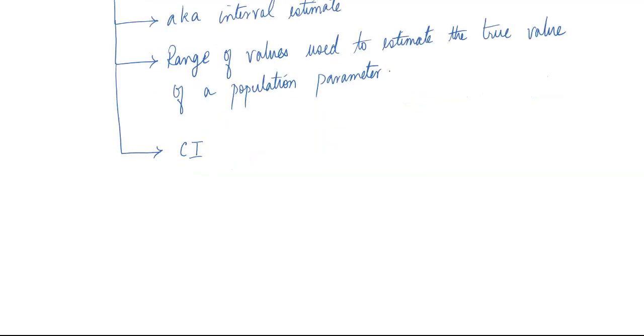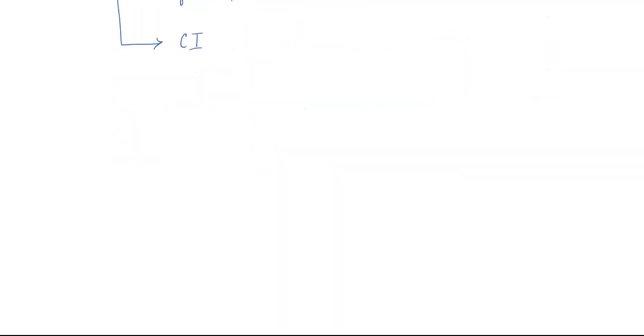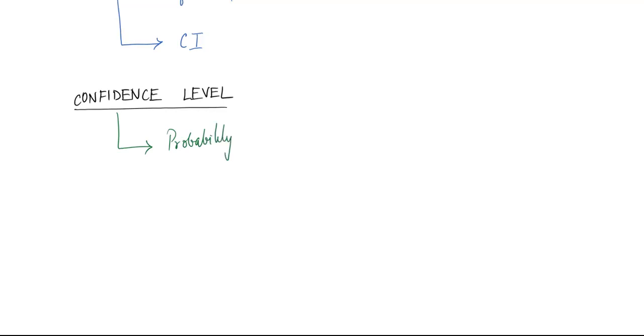Okay? So I'm just going to give you the details here, and then we will look at how they play a role in developing that interval. Right now, we're just looking at the definition. The next one is confidence level. Confidence level is the probability 1 minus alpha. So it's usually like 0.95 or 95%.